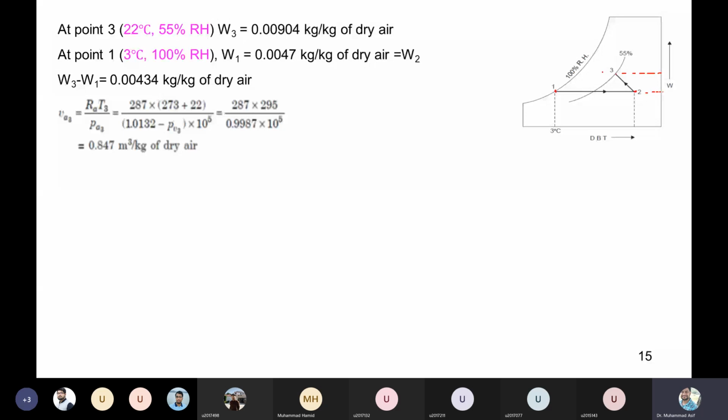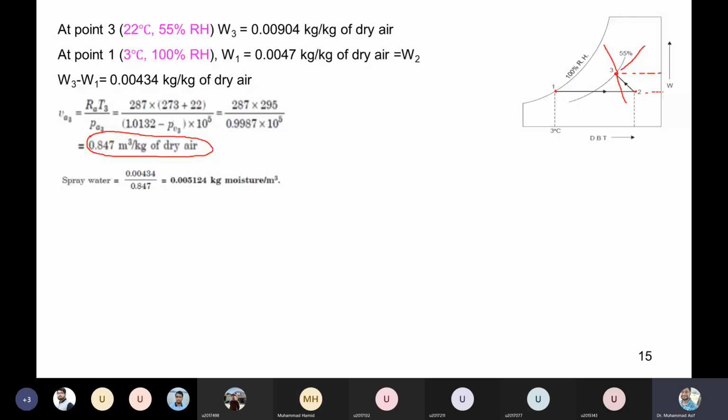You know that there are lines for the specific volume. We can directly read this value from that chart. This value will come out to be 0.847. So you just divide by that, and then you will get the mass of the water vapors per cubic meter of the air, because this was the requirement: to figure out the mass of the water vapor per cubic meter of the moist air.